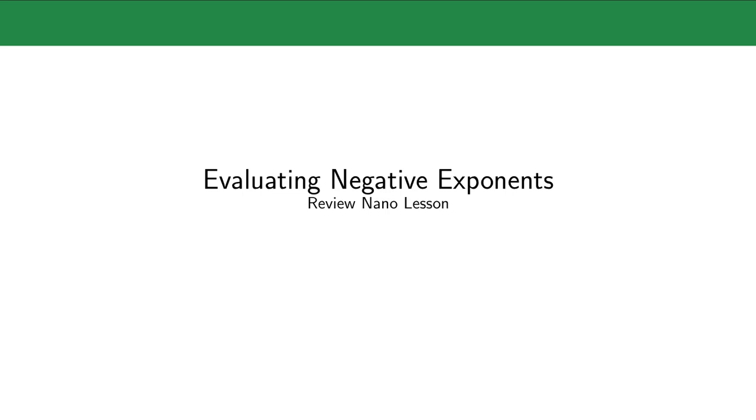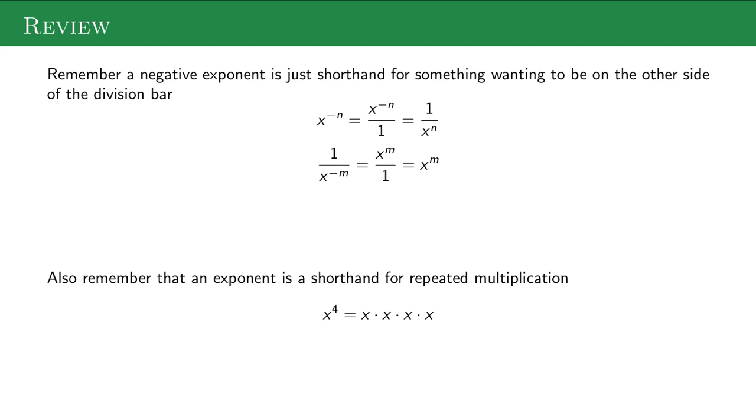In this review video, we're going to quickly talk about evaluating negative exponents. All right, so we know negative exponents are just a shorthand for moving to the other side of the division bar. And we also know exponents themselves, the positive exponents, are a shorthand for just repeated multiplication. So x to the fourth just means I have 4 copies of x.